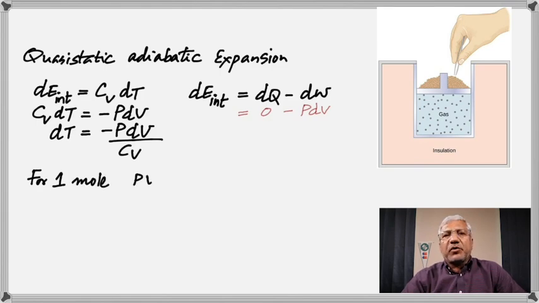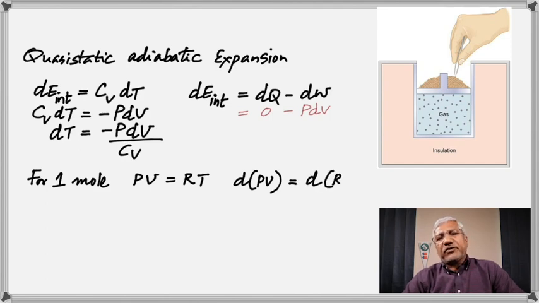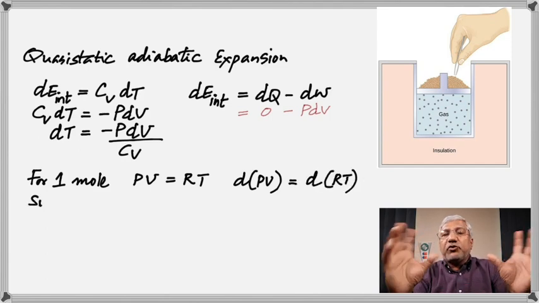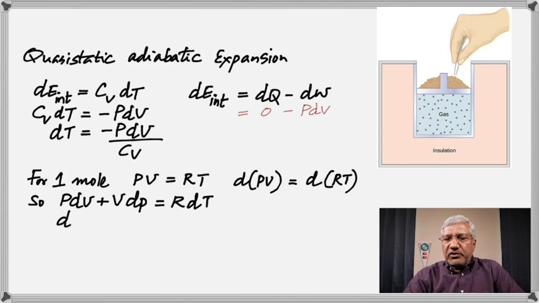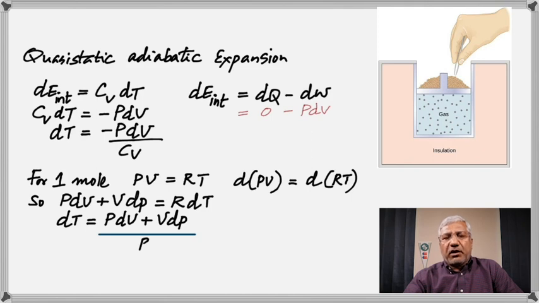I'm trying to derive the equations for an adiabatic process. For 1 mole, this is the ideal gas equation, PV equals RT. Now if you differentiate on both sides, you have to use the product formula. So PdV plus VdP is R dT, since on the right side R is a constant. Now again from here, we can make dT the subject. If you make dT the subject, you're going to get (PdV plus VdP) divided by R.